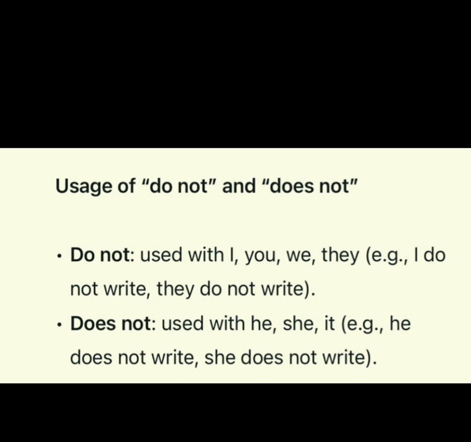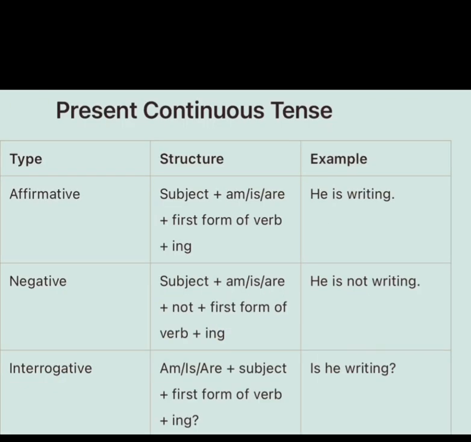Second tense is present continuous tense. It also has three types of sentences: affirmative, negative, and interrogative. The structure of affirmative is subject plus is, am, or are plus first form of verb plus ing and then object. He is writing, or he is writing a letter. Negative one is formed: subject plus is, am, or are plus not plus first form of verb plus ing and then object. He is not writing a letter.